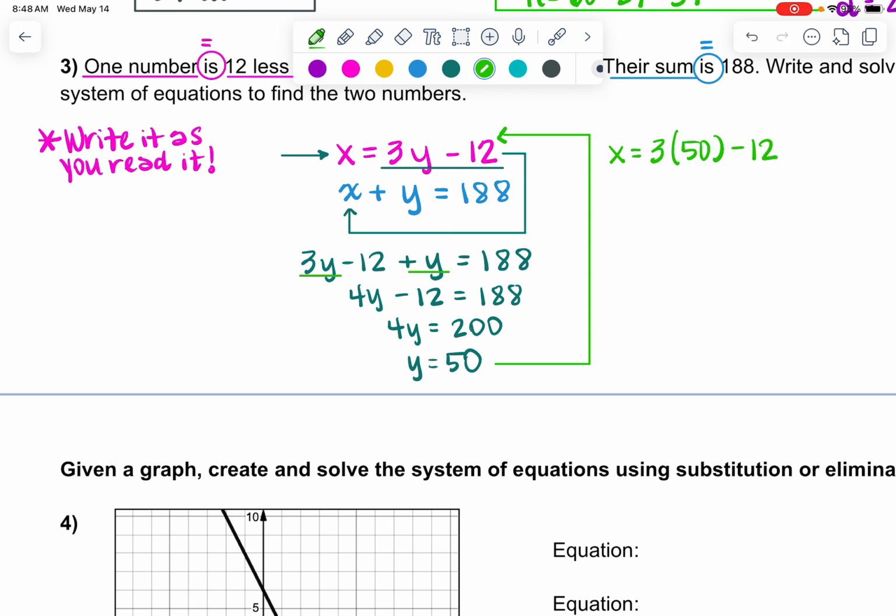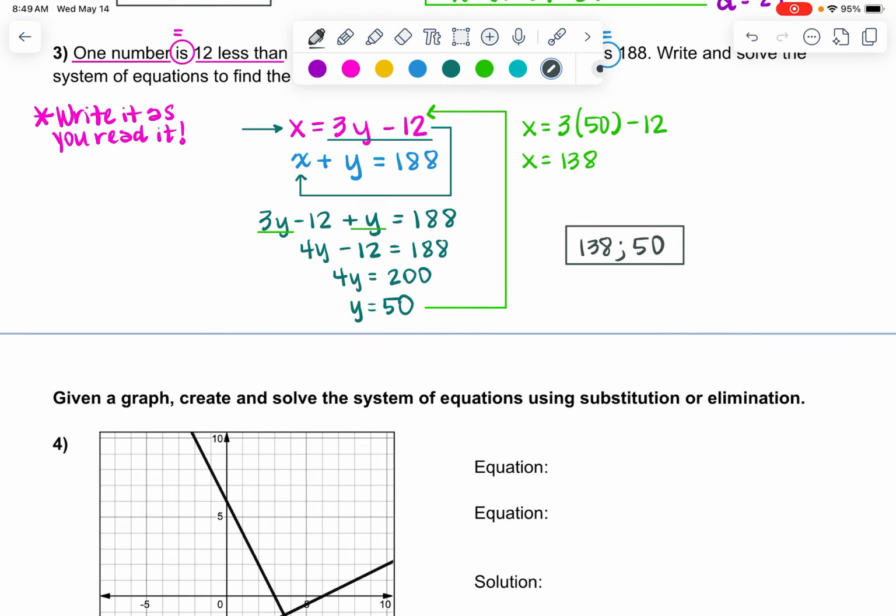There we go. And then I'm just going to do my math there, right? That's 3 times 50, which is going to give us 150. We're going to subtract 12. So x is going to be 138. Right, and those are our two numbers, right? So 138 and 50. Voila.